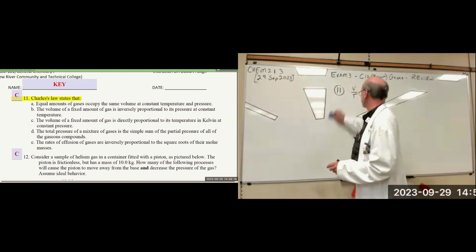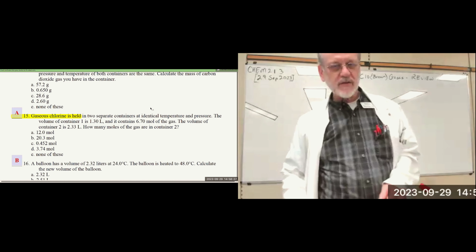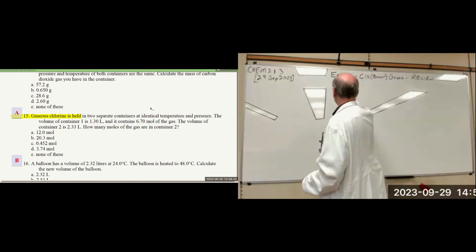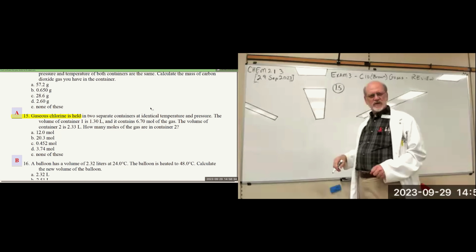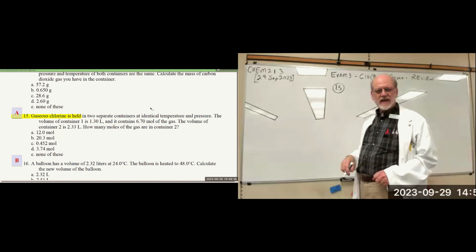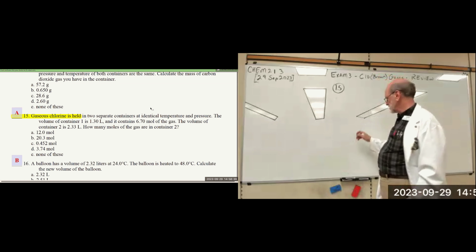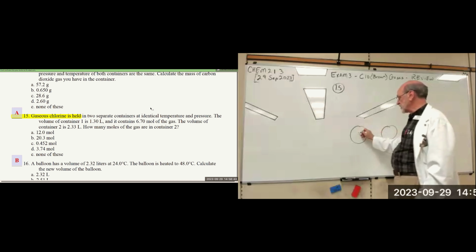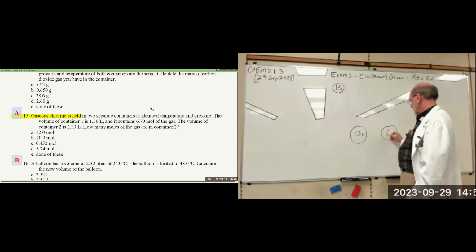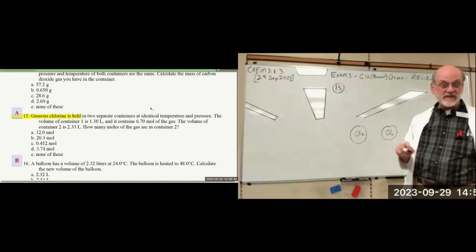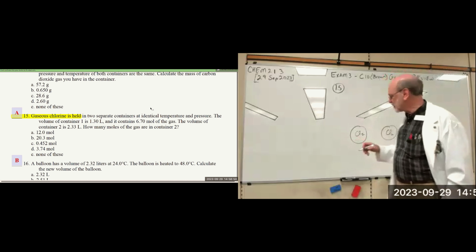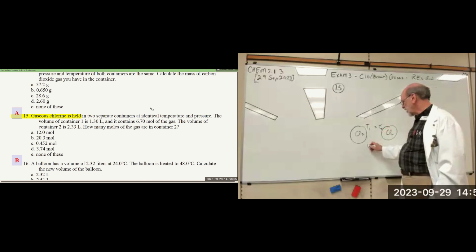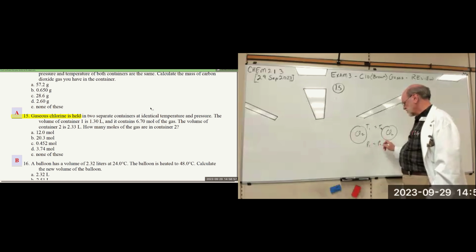Okay, let's see. What's the next one I had marked off? Gaseous chlorine. Gaseous chlorine is held in 2 separate containers at identical temperature and pressure. 2 separate containers. They don't necessarily have to be the same size, the same volume, but they do have to be the same temperature and same pressure. Okay, we know that.